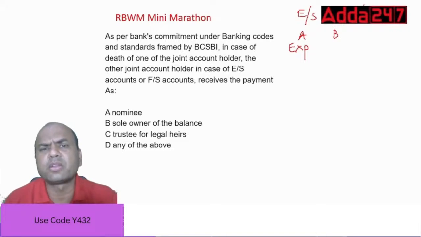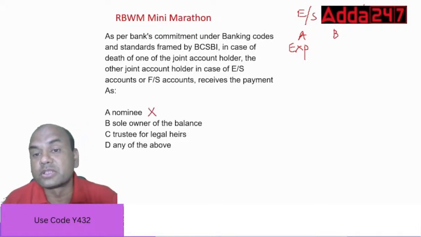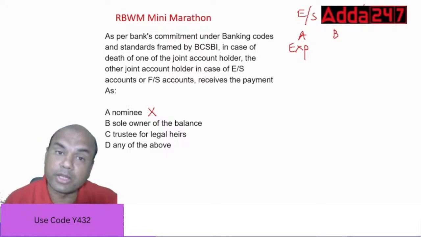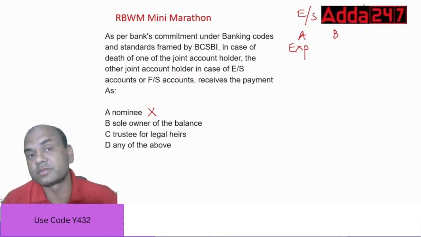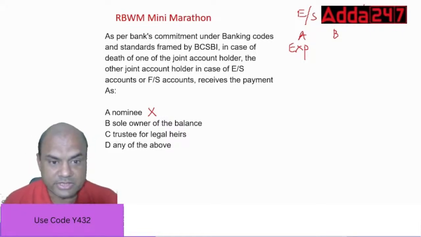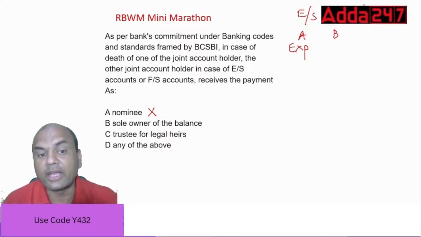No. How can it be a nominee? Nominee is totally different, so nominee is not there. Sole owner of the balance. Does this sole owner mean B becomes a complete owner? Many of you will get confused over here. I'll keep this as a suspense. Second is trustee of the legal heirs, and any of the above.